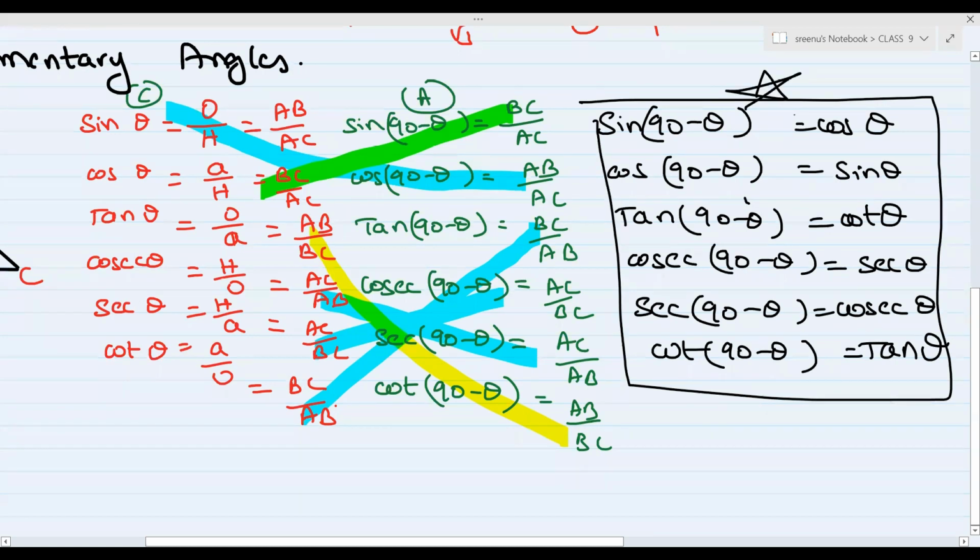Understood? Yes, sir. You take a screenshot. This will not be in your textbook.